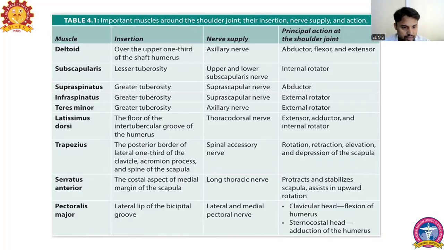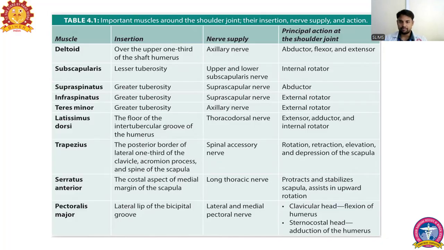So the next muscle is the trapezius. This trapezius has its insertion at the posterior border of the lateral one third of the clavicle, the acromion process, and the spine of the scapula. This trapezius is supplied by the spinal accessory nerve. If you want to check the spinal accessory nerve, you ask the patient to shrug the shoulder, and if the patient can't shrug the shoulder, that's the defect of the trapezius.